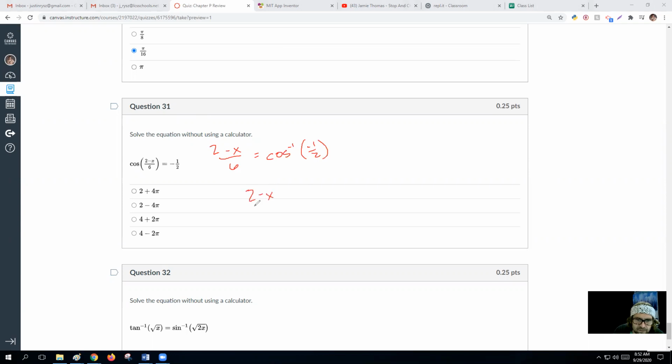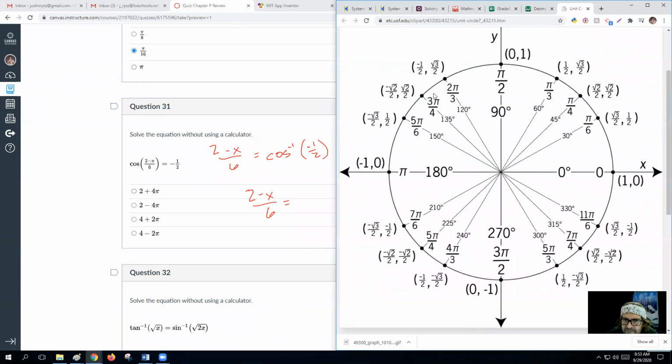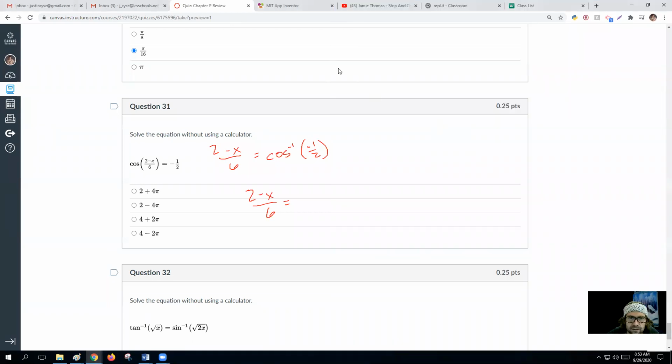So look at our unit circle. When does the cosine equal -1/2? Cosine is our x value. When is it equal to -1/2? Well, that'd be 2 pi over 3 and 4 pi over 3. Let's just double check here if 2 pi over 3 comes out nice.